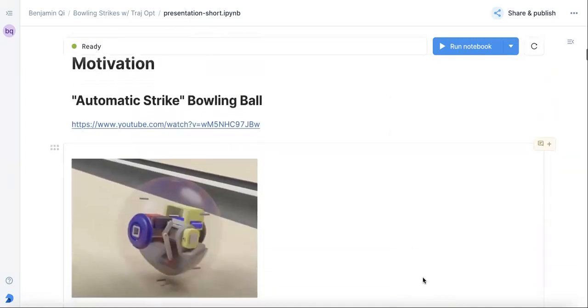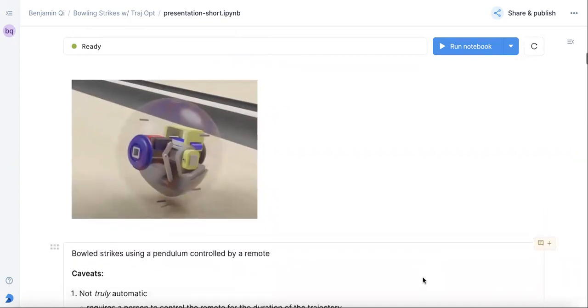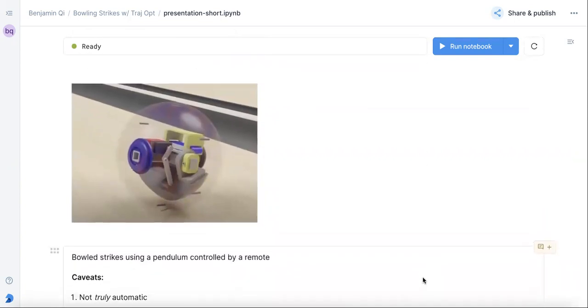The motivation behind this project was an automatic strike bowling ball I found on YouTube. In this video, the authors hollowed out the inside of a real bowling ball and replaced it with a pendulum that could be controlled by a remote to swing from side to side. The authors were able to use this bowling ball to roll strikes, but there were some caveats.